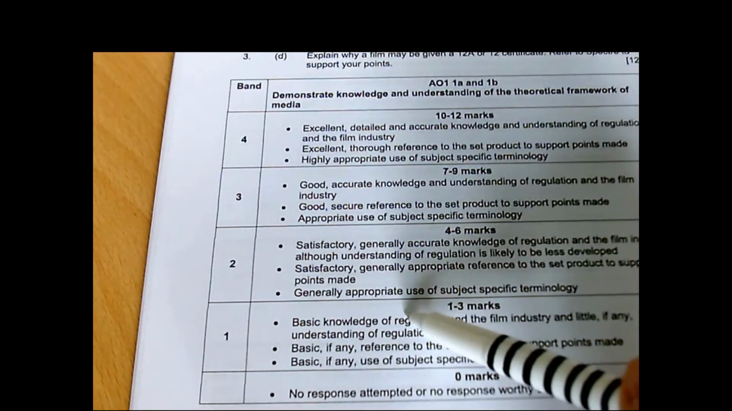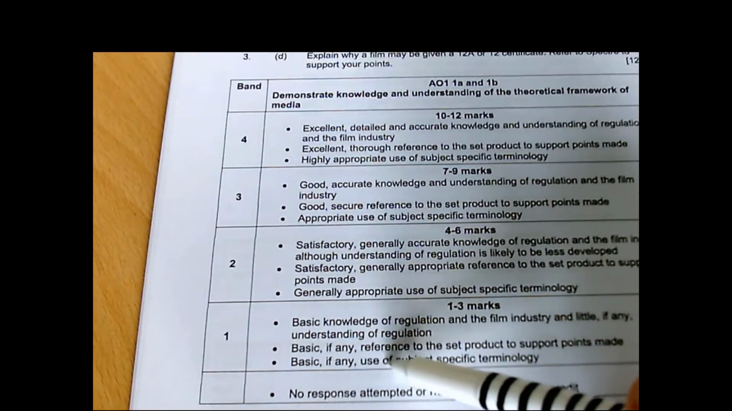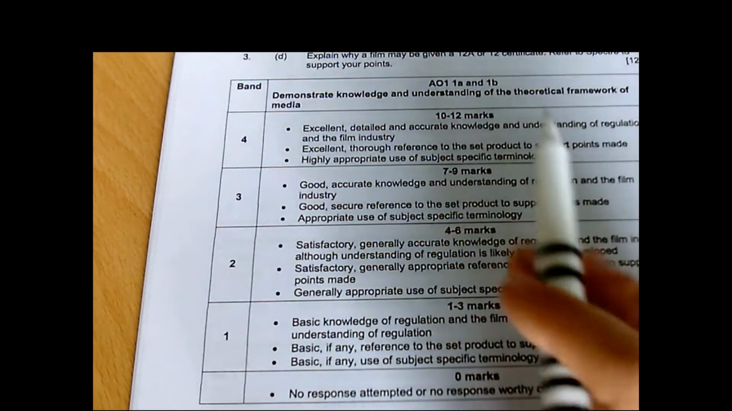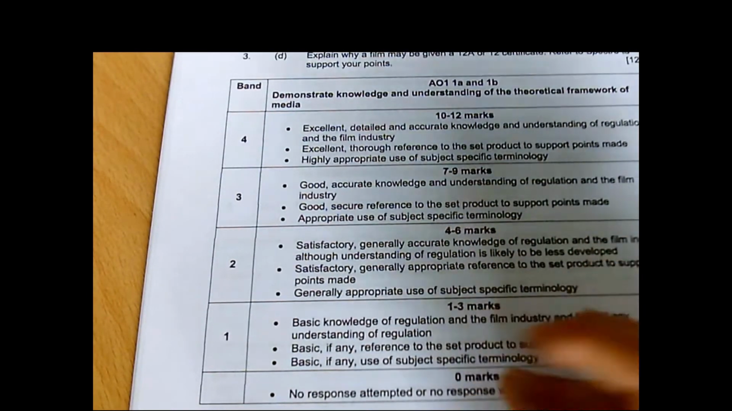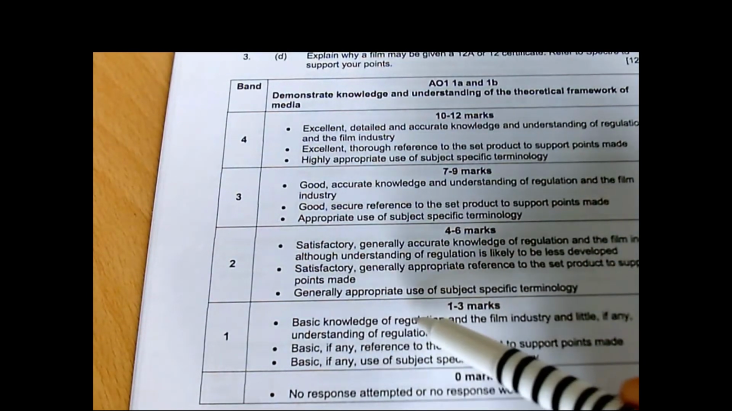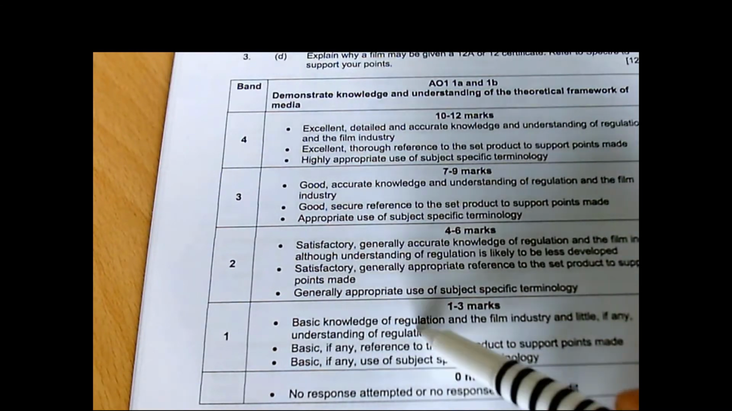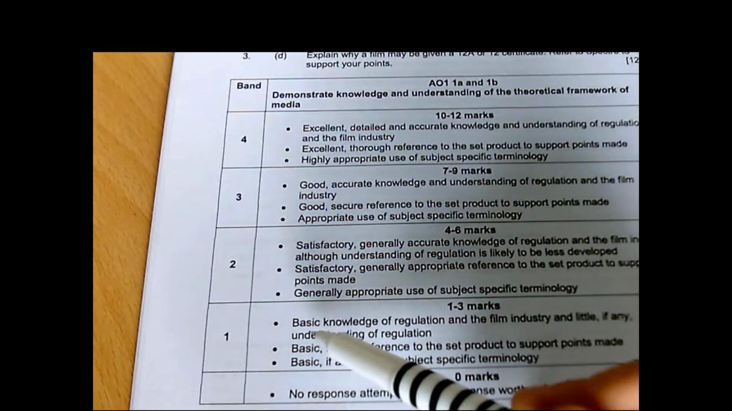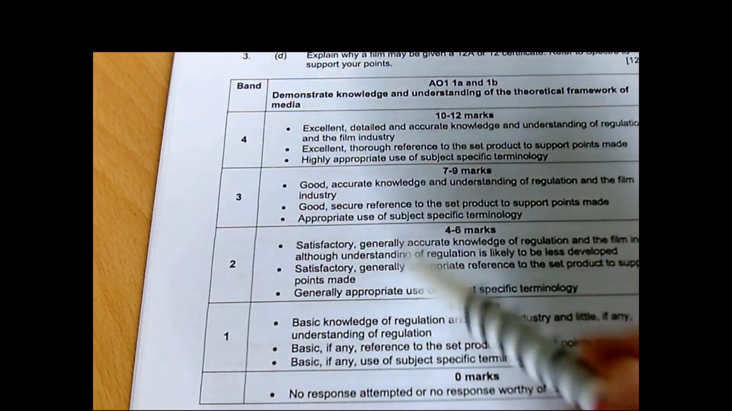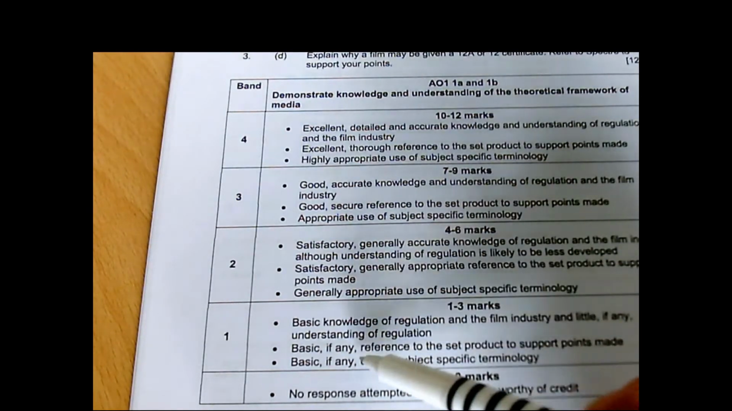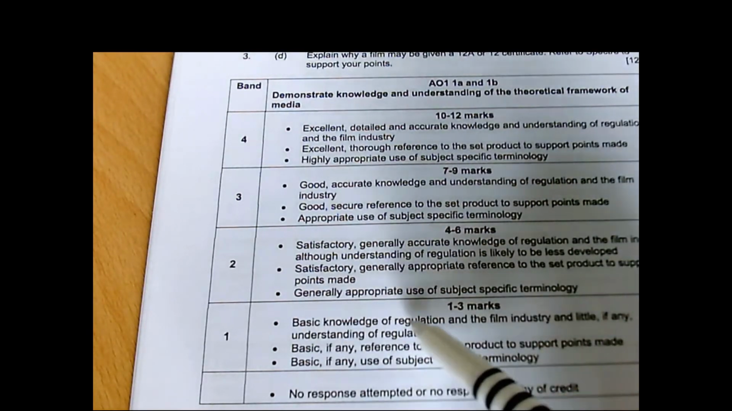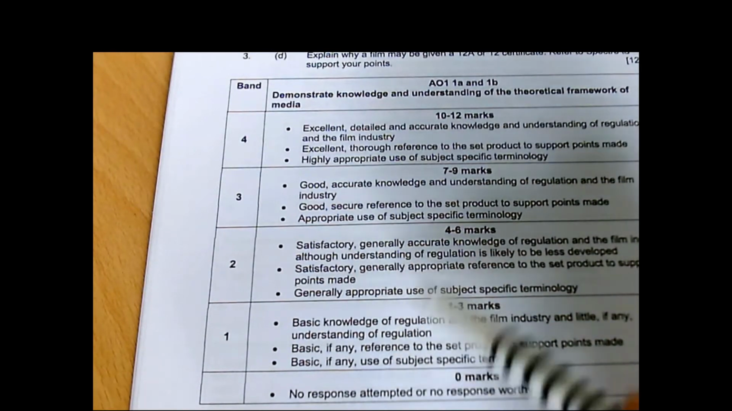So you get your first point. By the way, it's not 1 mark per bullet point either. They look at it on the whole, which you might hear your teachers refer to as a holistic mark. They look at the whole thing rather than going, what level of knowledge do they have? What reference to the set product do they have? You do need to comment on, as well as this knowledge of the industry and regulation, you have to reference the set product. If you don't reference the set product, you're down here.